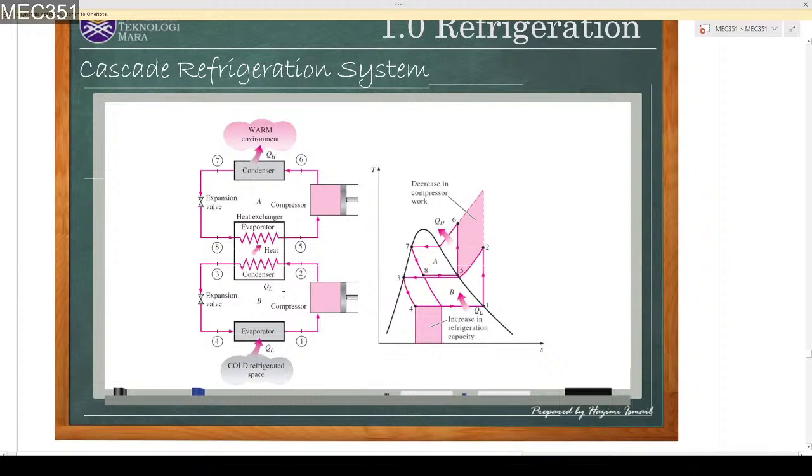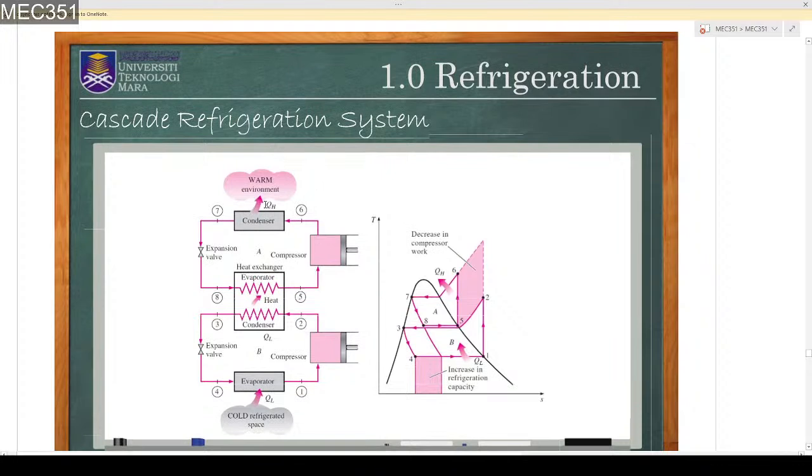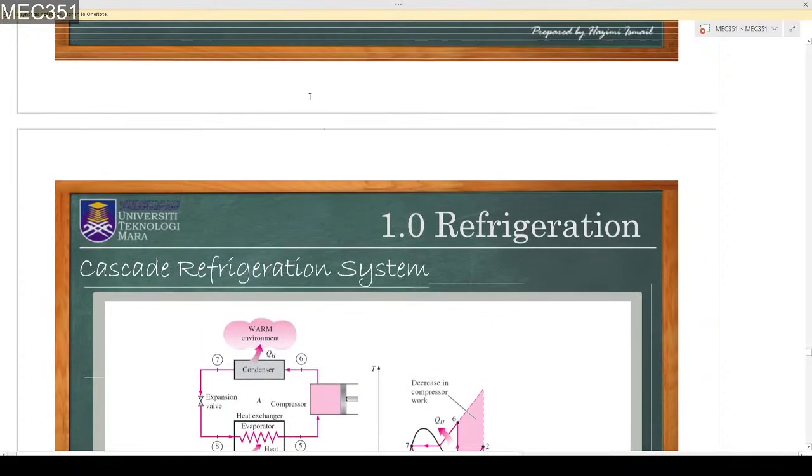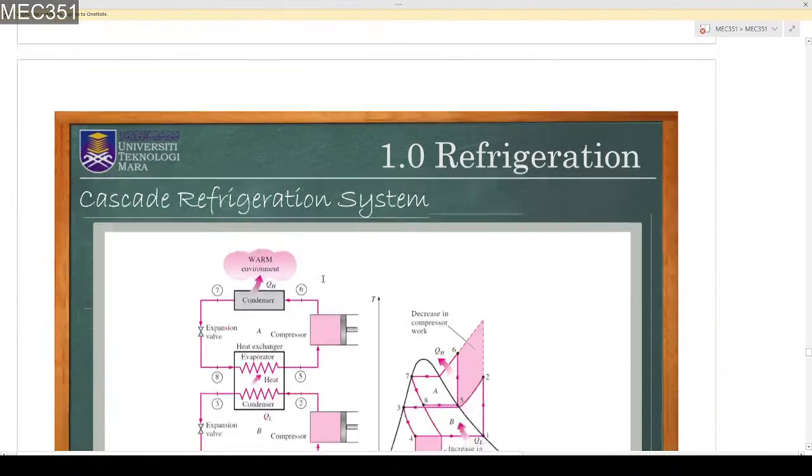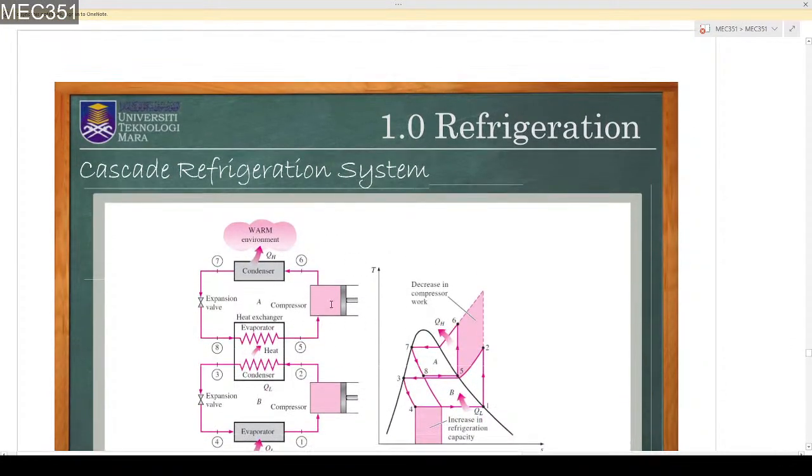We have system B and we have system A. Those 2 systems are connected with the heat exchanger here. The heat removed from system B will be absorbed by system A here. Then the normal vapor compression cycle occurs, and finally the heat will be released or removed to the surroundings here. If you have 3 or 4 or 5 or more, then you just add up, stack it, until the number of systems that you want.